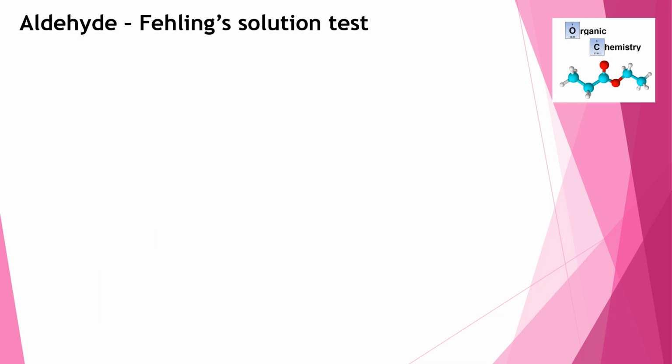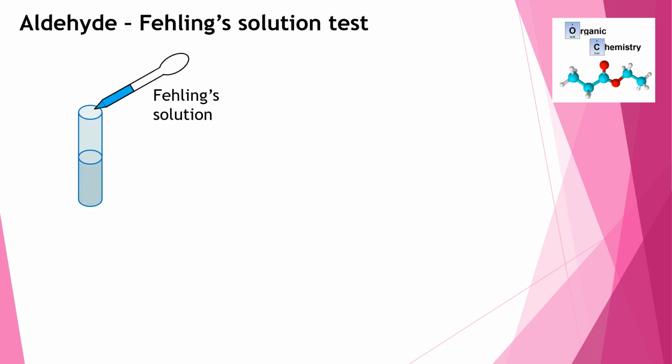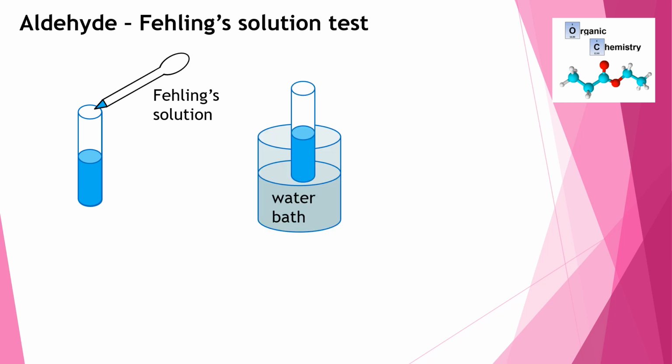Okay, aldehydes. For aldehydes, we use a solution called Fehling's, but the biologists call it Benedict's solution. It's basically the same thing. They do exactly the same reaction. They are basically a copper solution in hydroxide. So we take our sample of our aldehyde and we add Fehling's solution to it. Boom, it goes blue. And then we just give it a wee shake and we place it in the water bath. We put it there for 5 minutes, and what we get is a brick red orange color.